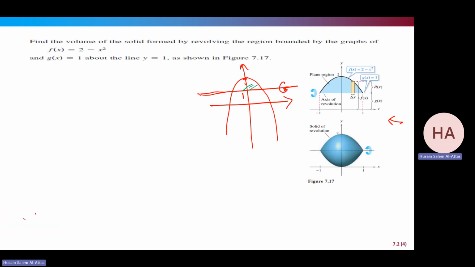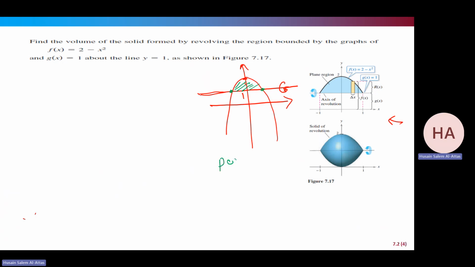I'm talking about this area. This is the region bounded by the graphs of this and g of x equal 1. So I need to find this point, and I need to find this point also. How to find these 2 points?